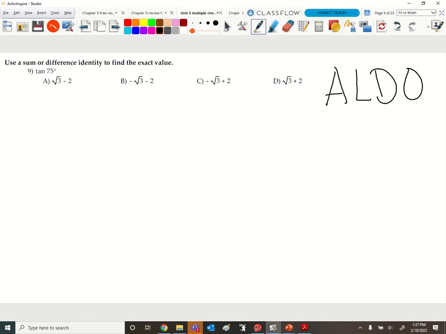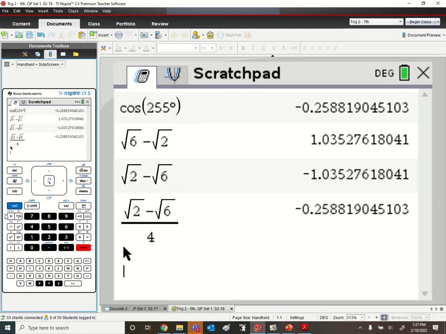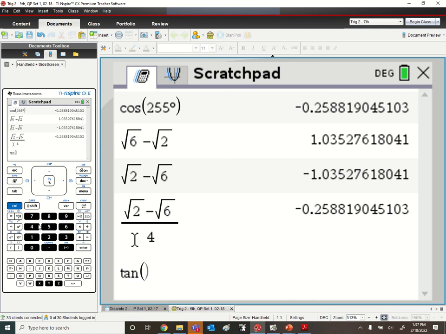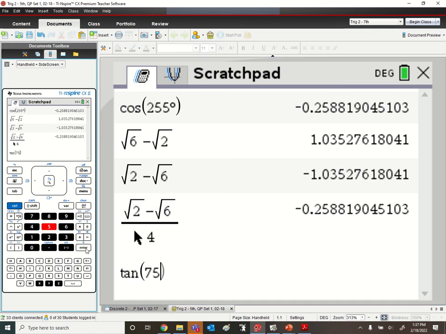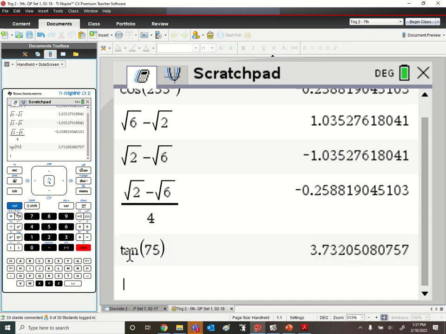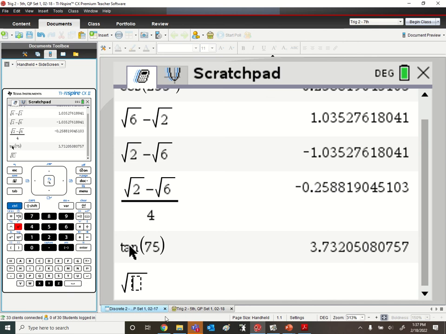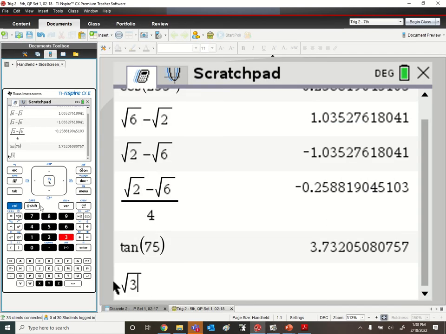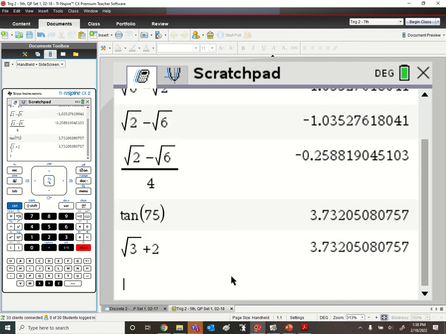So hopefully everyone should be about done doing that right now. So we said tangent of, what was it, 75? Okay. And then checking my work. Hey, look, there it is right there. So what option is that? That's option D, right?